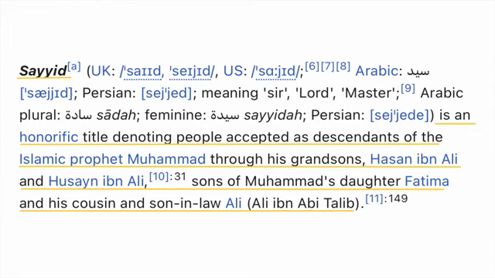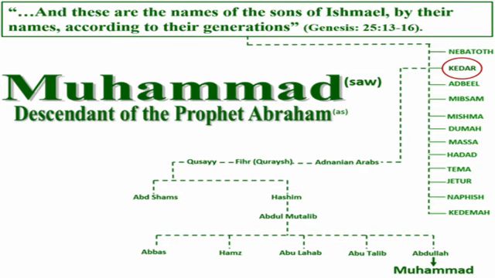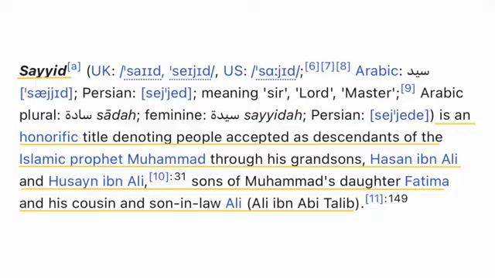By the way, when it mentioned Saids having E-M34 and E-M84 that's related to the Jews, a Said is an honorific title denoting people accepted as descendants of the Islamic prophet Abraham through his grandson Hassan ibn Ali and Hassan ibn Ali, sons of Abraham's daughter Fatima and his cousin and son-in-law Ali.